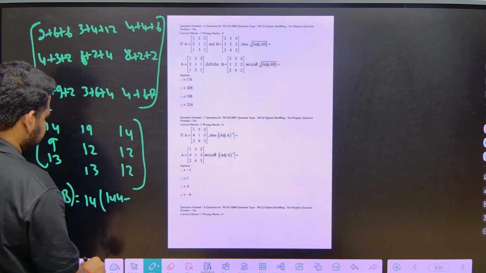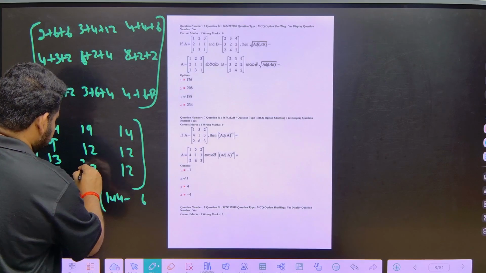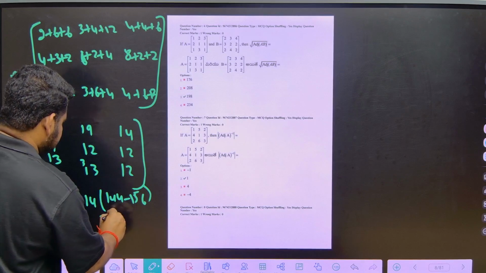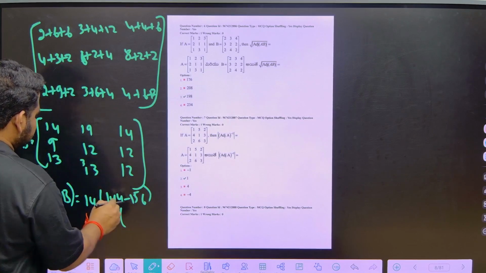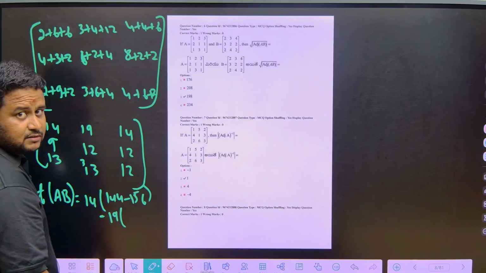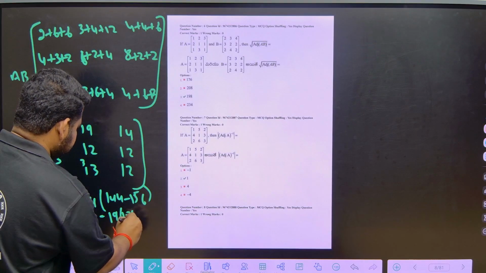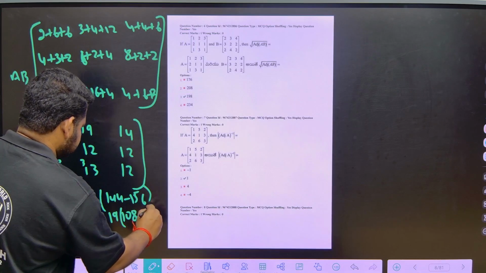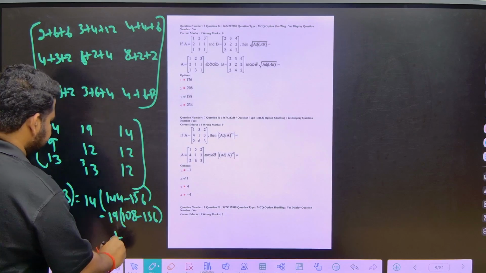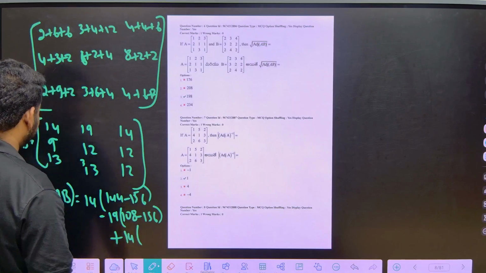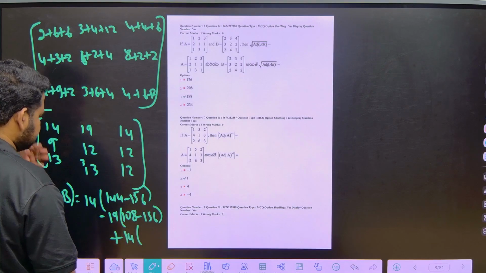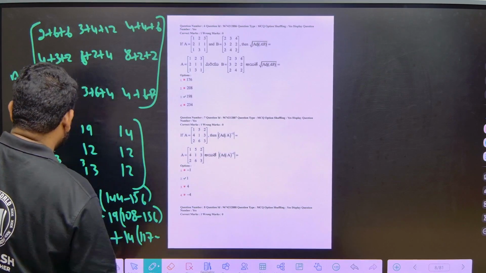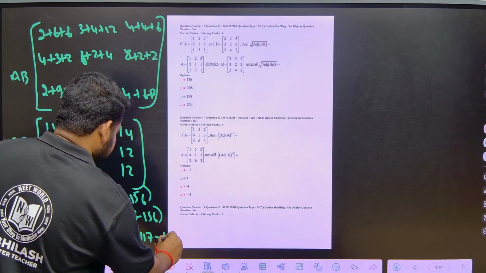144 minus 13 into 12 times 3 is 36, 12 times 1 is 12, so 156. 156 minus 19 into 12 times 9, which is 108. Then 13 into 12 is minus 156, plus 14 into 13 times 9, which is 117, minus 12 into 13, which is 156.